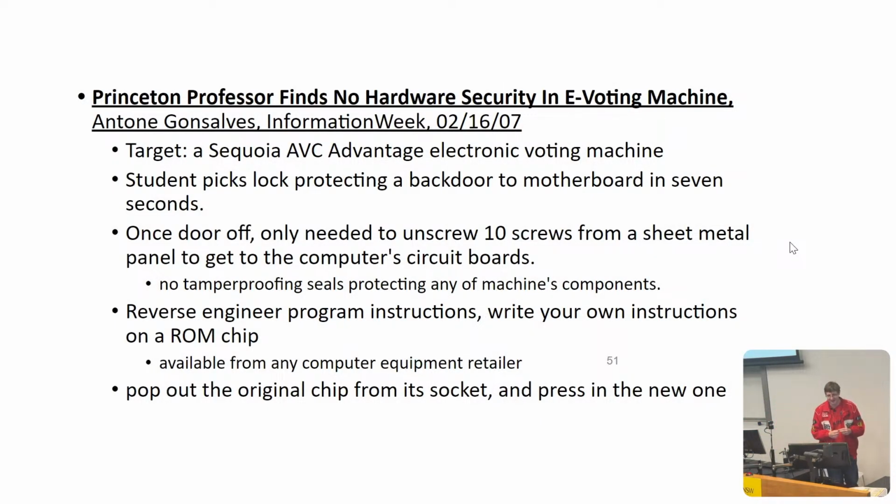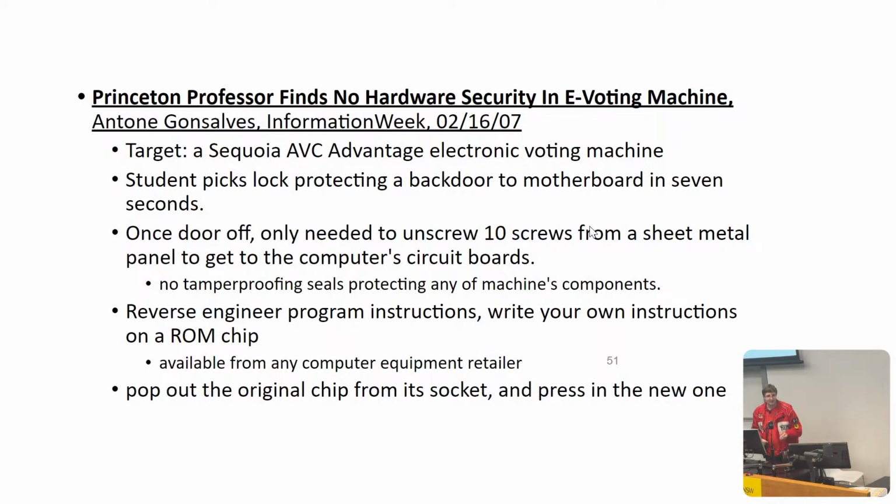And then very lastly, a Princeton professor finds no hardware security in an e-voting machine. You can sort of read the problem here. The voting machine had a so-called ROM chip in it, which is basically a small memory chip. It takes you 7 seconds to break into the plastic container which holds the voting machine. You then have to take 10 screws out, which doesn't take very long, and none of those are properly sealed. You then take out the ROM chip, which contains the voting machine software, put in your own ROM chip, which contains your voting machine software, and seal it all back up again. You could probably do it in about 35 seconds flat.